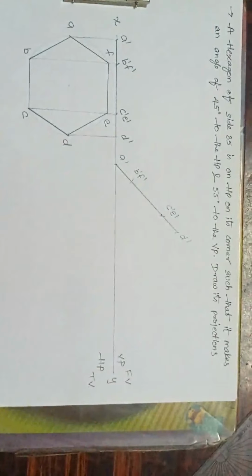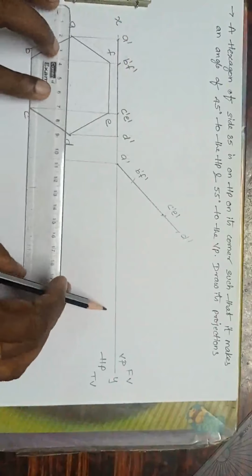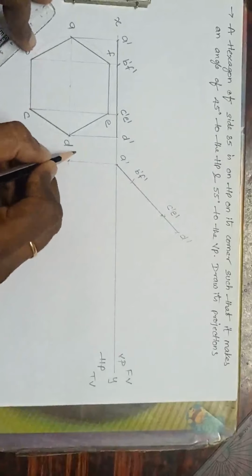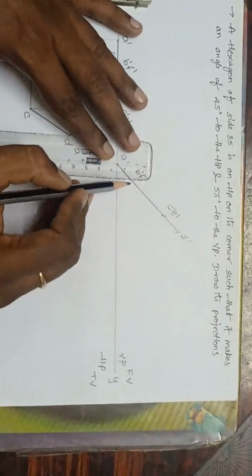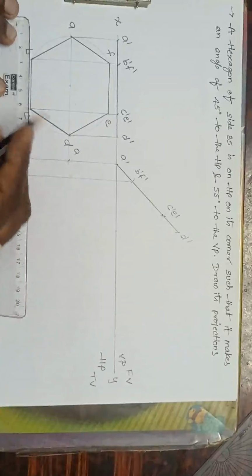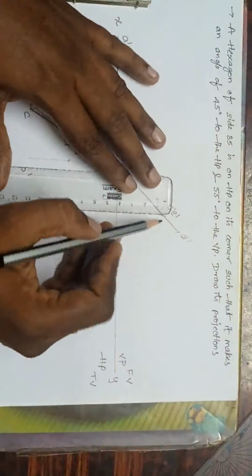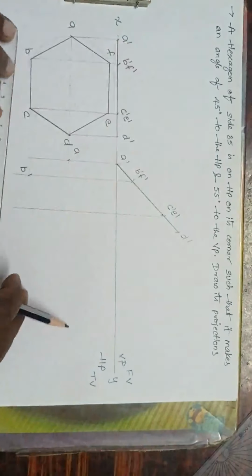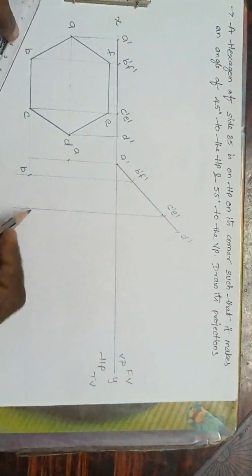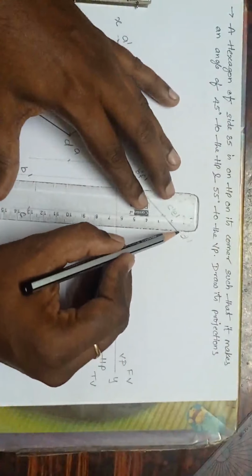Next, what to do? Drop the perpendicular and parallel lines. From A dash, drop the perpendicular line, and from A, the horizontal line. This is the common point, the meeting point A. Now, from B dash, drop the perpendicular line, and from B, the horizontal line. The meeting point is B. Next, from C dash, perpendicular line; from C, horizontal line. This is C. Over.